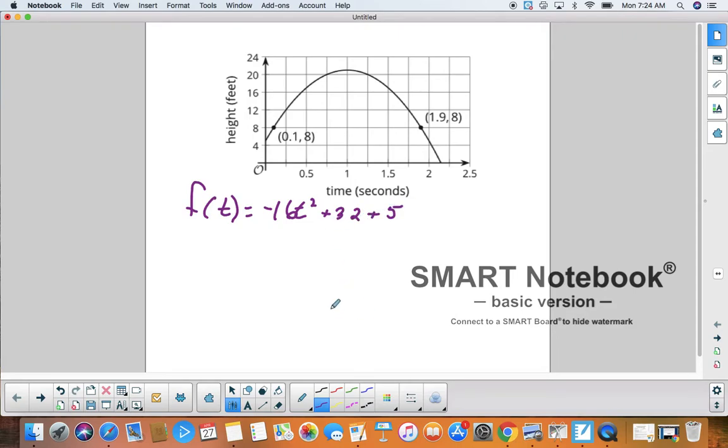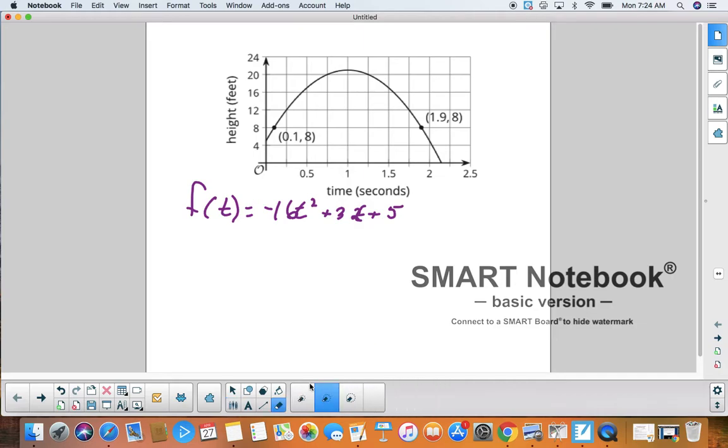And if you think back to well before vacation, we had talked about what these three numbers are. So the negative 16 being gravity, negative because it's pulling it back down to Earth. The 32t, that 32 we said was our initial velocity. And the 5 is the height above ground when the ball is initially thrown. So let me clean this up a little bit.